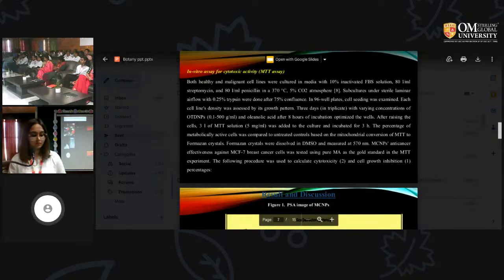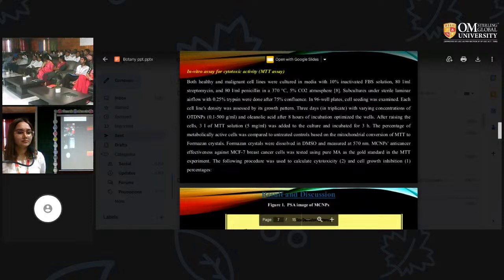Cell seeding was examined. Each cell line density was assessed by its growth pattern, 3 days with varying concentration of OTDPNs and olinolic acid. After 8 hours of incubation, optimize the wells. After raising the cells, 31 of MTT solution was added to the culture and incubated for 3 hours.